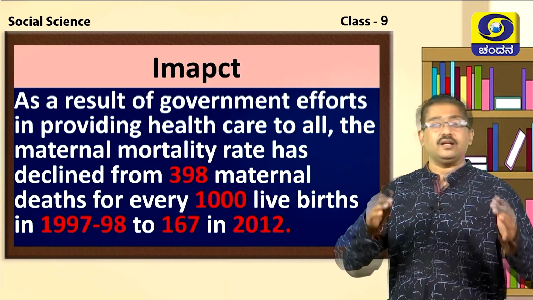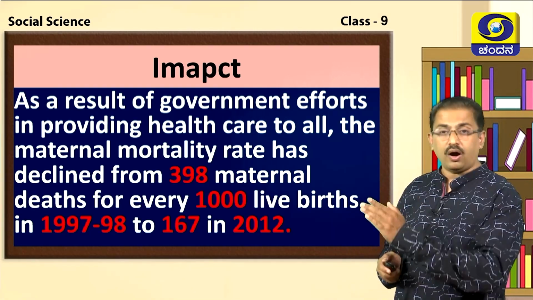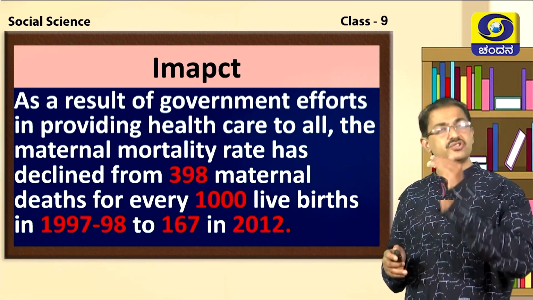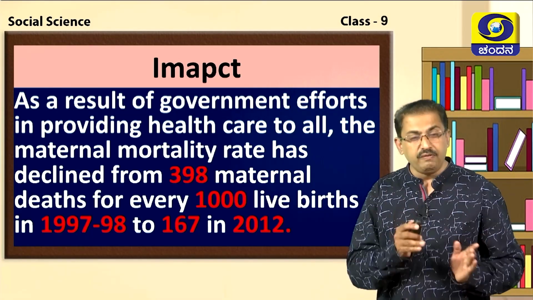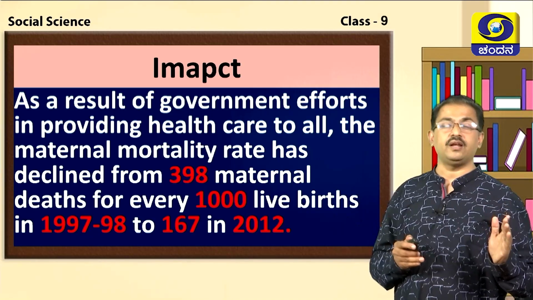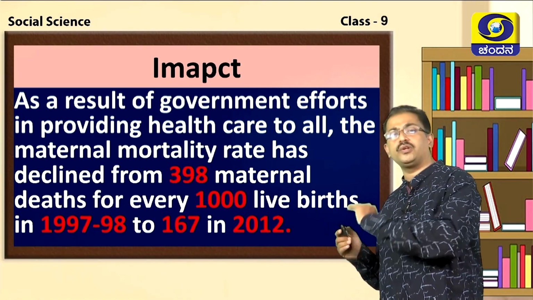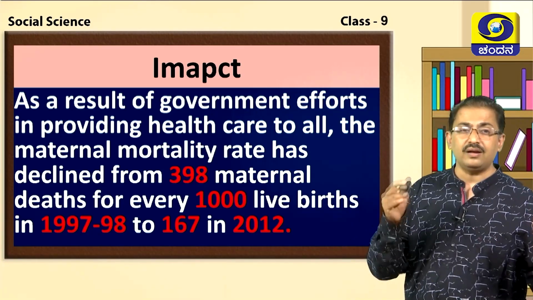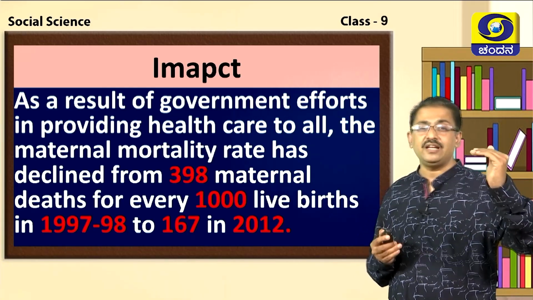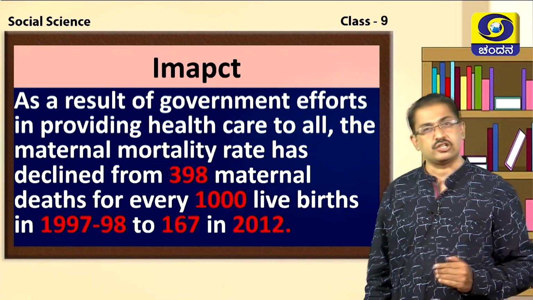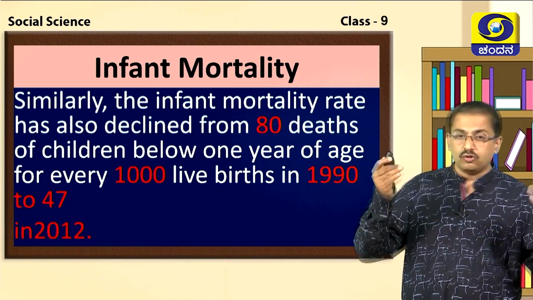As a result of the government's efforts in improving health care for all, the maternal mortality rate has declined from 398 maternal deaths for every 1000 live births in 1997-98 to just 267 in 2012. That means maternal death has been reduced considerably from 398 to just 168. This is an achievement. Even the infant mortality rate has come down.